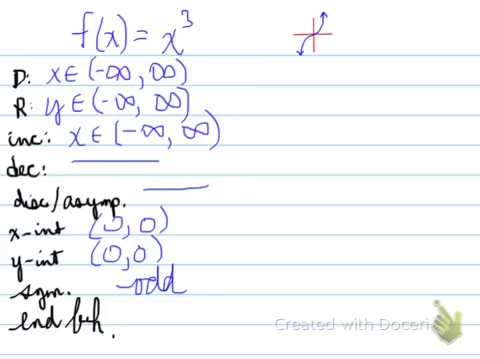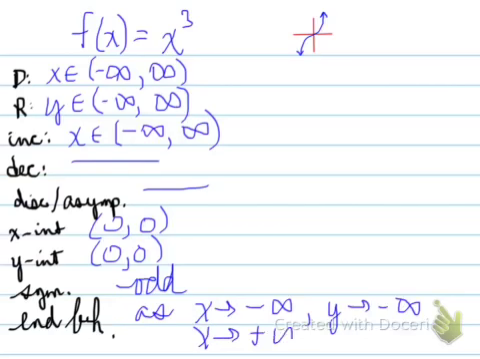End behavior, this one's relatively simple. It's the same as the line. So as x approaches negative infinity, y approaches negative infinity. And as x approaches positive infinity, you're looking at the y values approaching positive infinity. All right, we're done with this one. Let's go on to the next one.